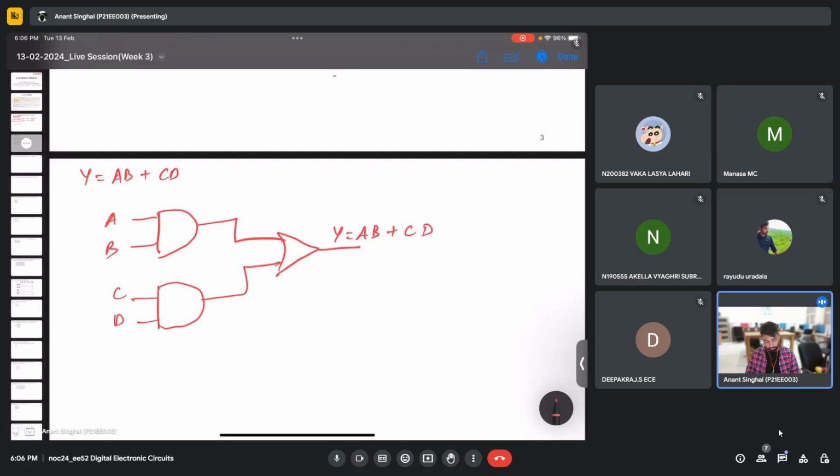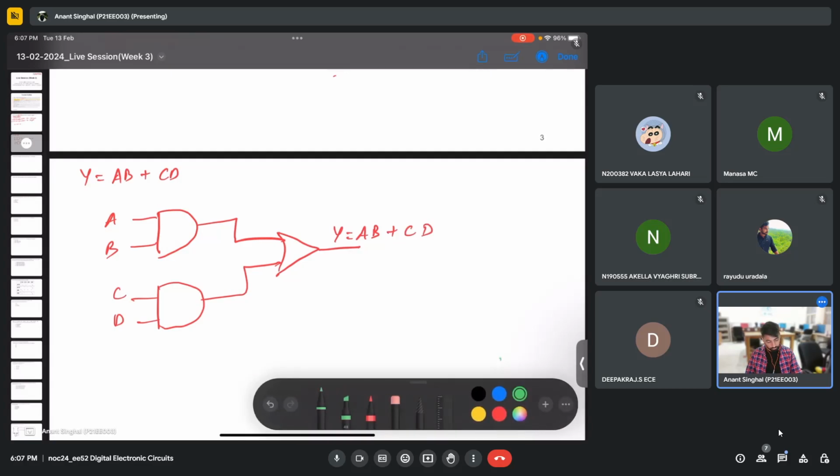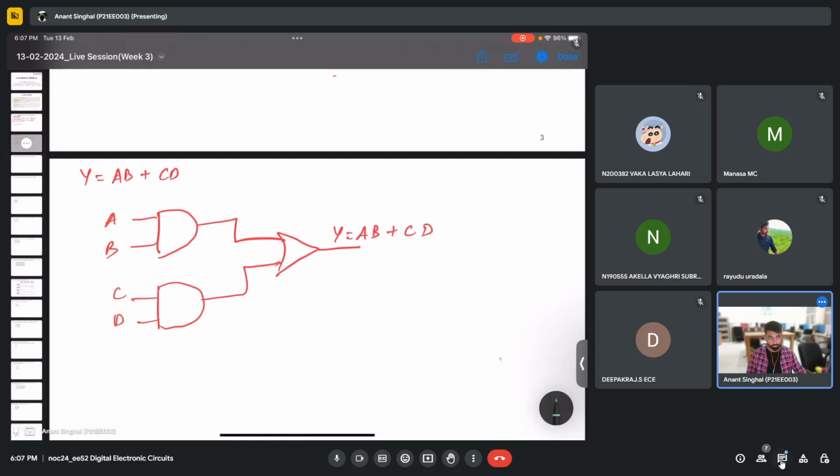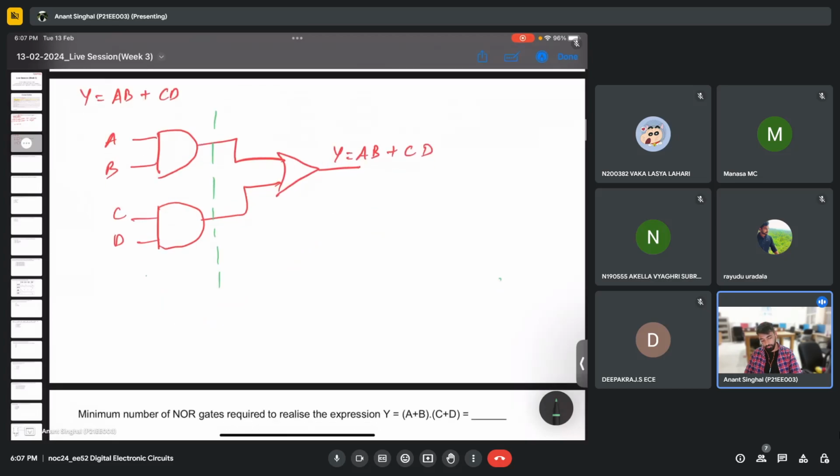Is there any problem in this particular circuit? Anyone have any problem till now? Please try to respond quickly so that time does not go away. Okay, so if I break this circuit into two parts, you can clearly see one part of the circuit consists completely of AND gates, and the other part consists completely of OR gates. That is why we call this implementation AND OR implementation.